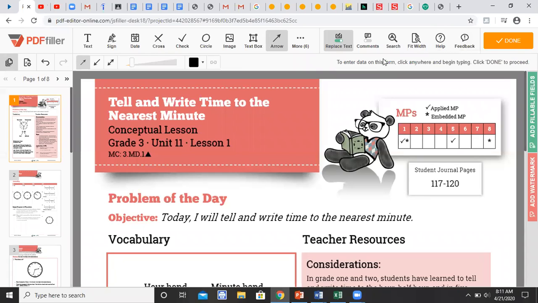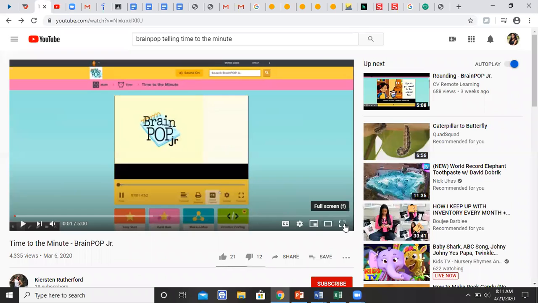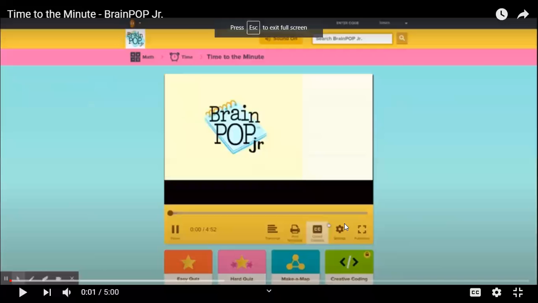Good morning. Today we're going to be taking a look at Unit 11, Lesson 1, Tell and Write Time to the Nearest Minute. Today's objective is, today I will tell and write time to the nearest minute. So boys and girls, I know that you remember time from the second grade, but I'd like to begin by taking a refresher look at the steps needed to tell time. So we're going to look at a Brain Pop video, and then we'll get into today's lesson.